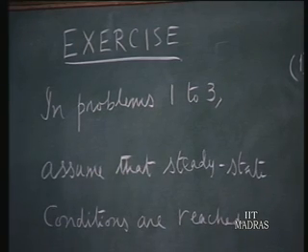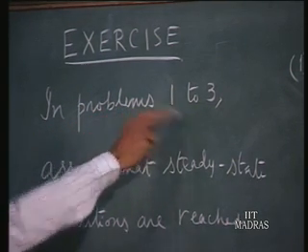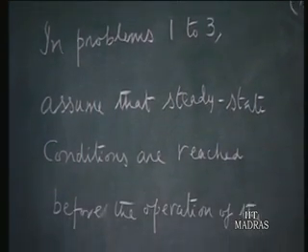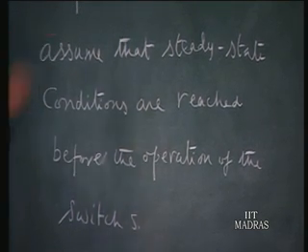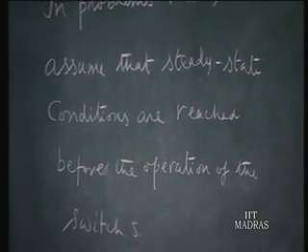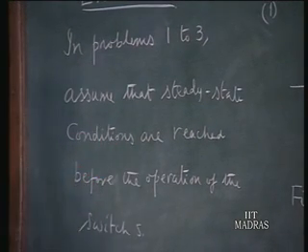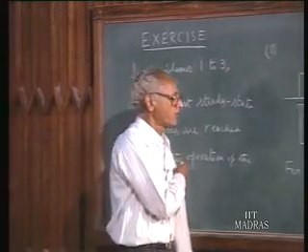In the first 3 problems in this exercise, we find the transients in a circuit on the operation of certain switches. So we assume that in problems 1 to 3, steady state conditions are reached before the operation of the switch S. So whether the switch S is opened or closed in the first 3 problems, we assume that before the operation of the switch, the conditions in the circuit have reached steady state. That will enable us to find out the conditions at t equals 0 minus in the various circuits that we are going to investigate. First problem.